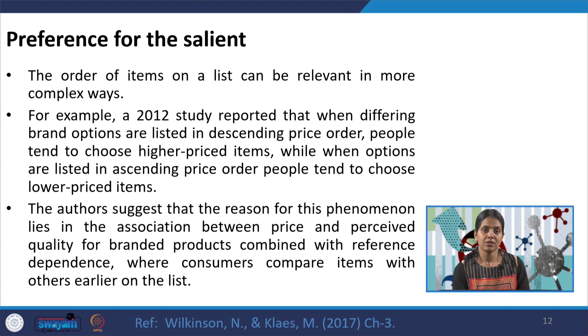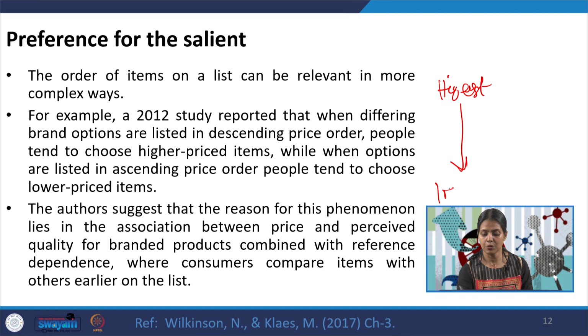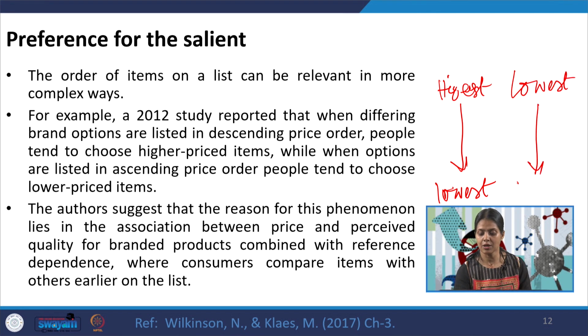The order of items on a list can be relevant in more complex ways. For example, a 2012 study reported that when differing brand options are listed in descending price order, people tend to choose higher priced items, while when options are listed in ascending price order, people tend to choose lower priced items. So, in descending order, for example, we start with the highest price and go down to the lowest price. On the other hand, we have ascending order when we are starting with the lowest price and going up to the highest price.